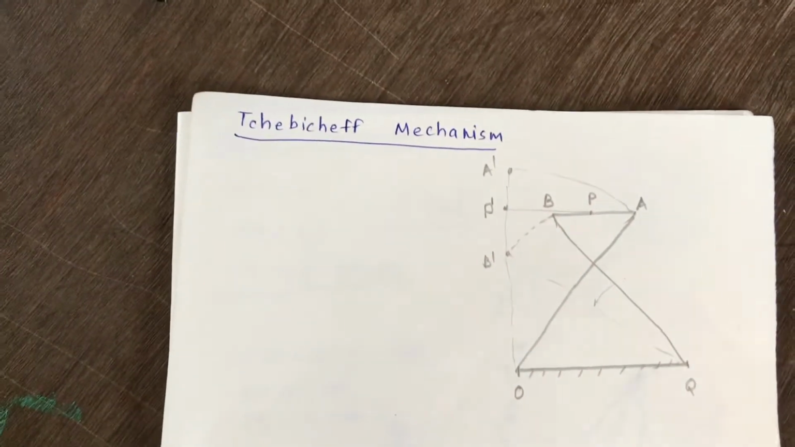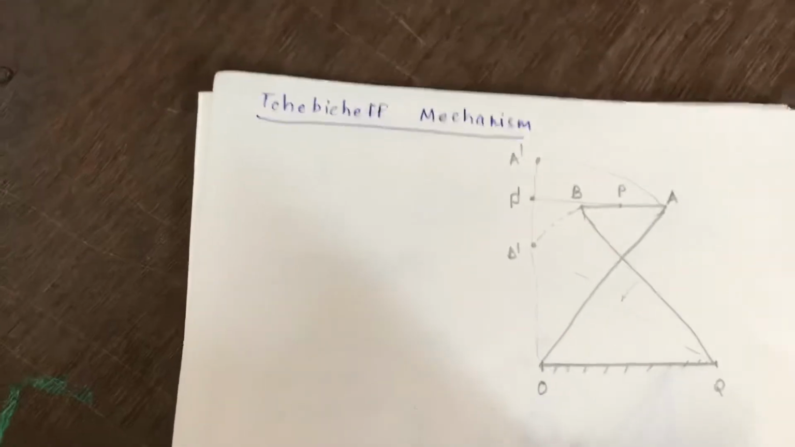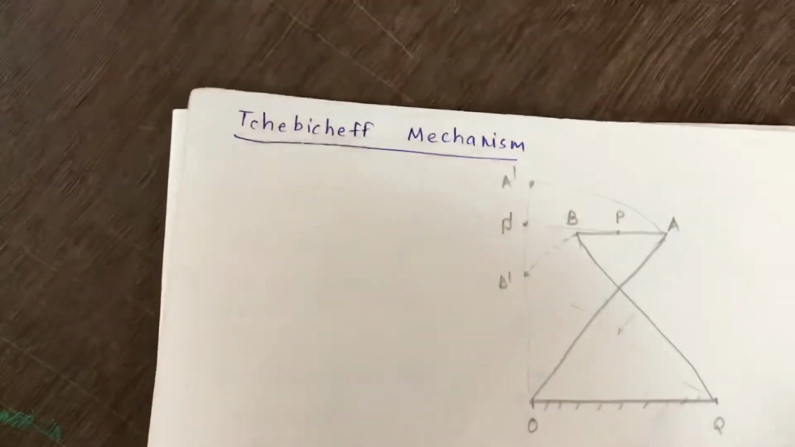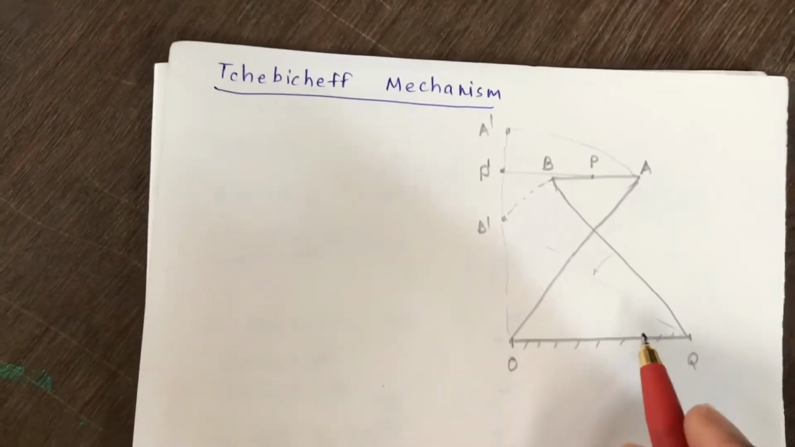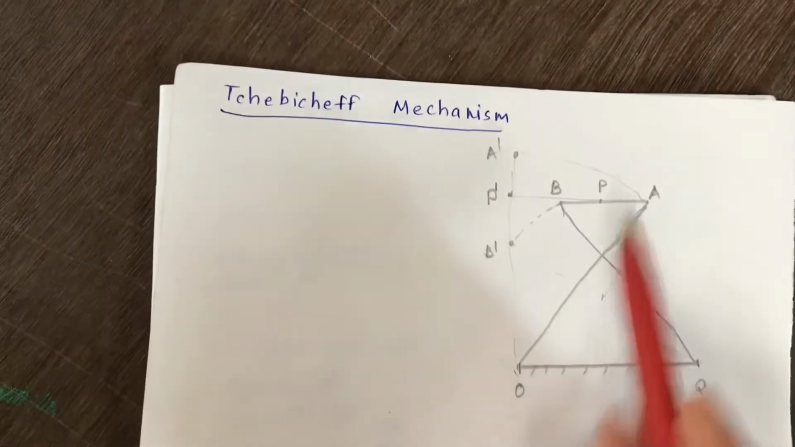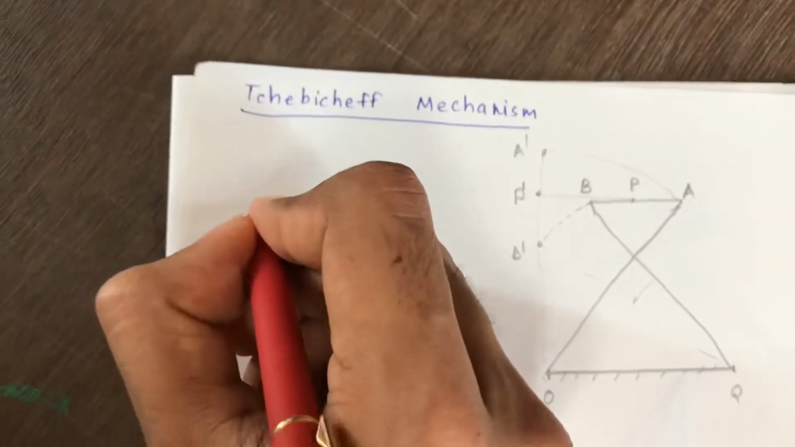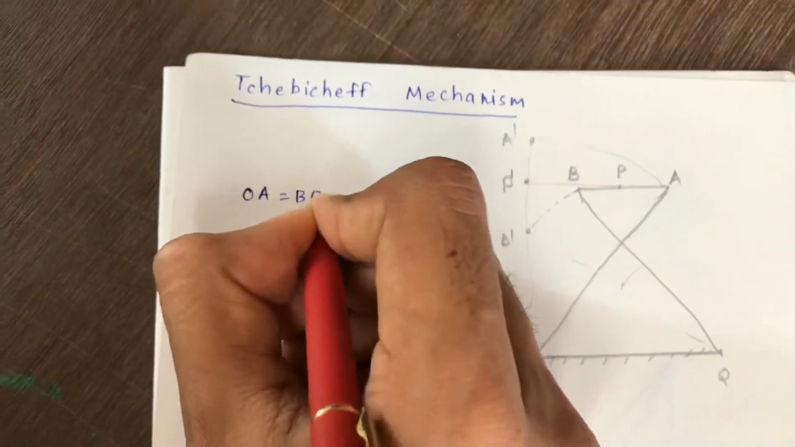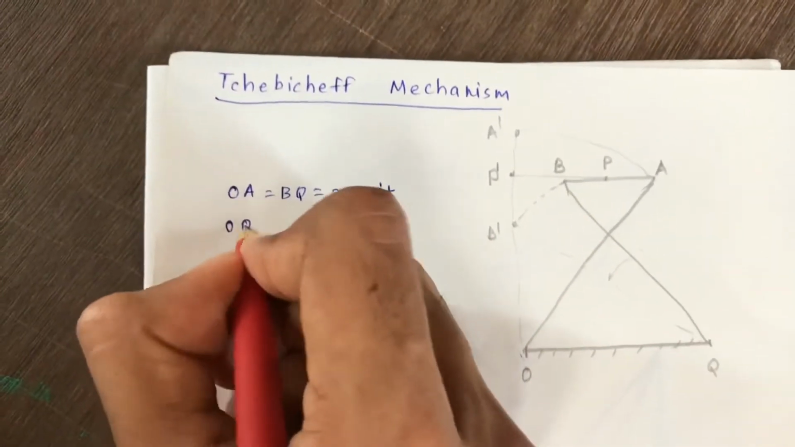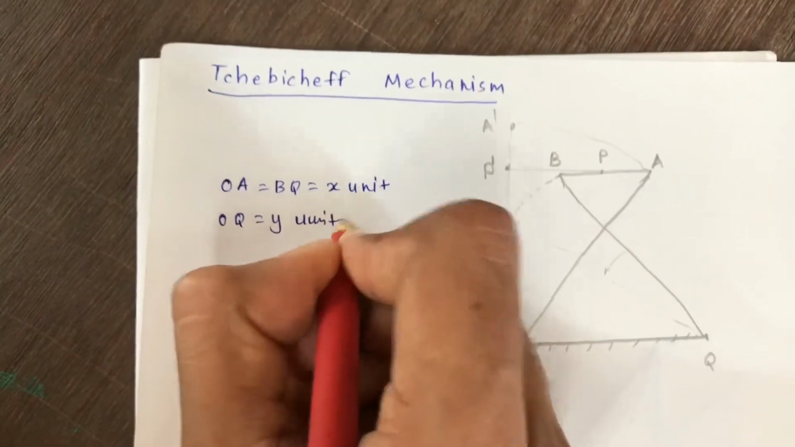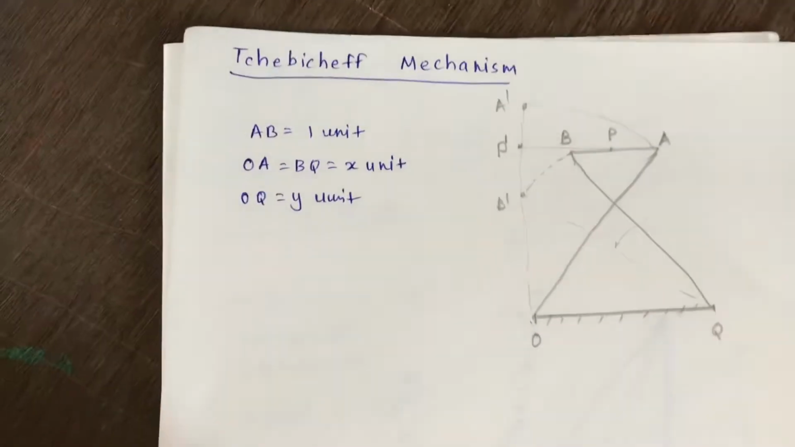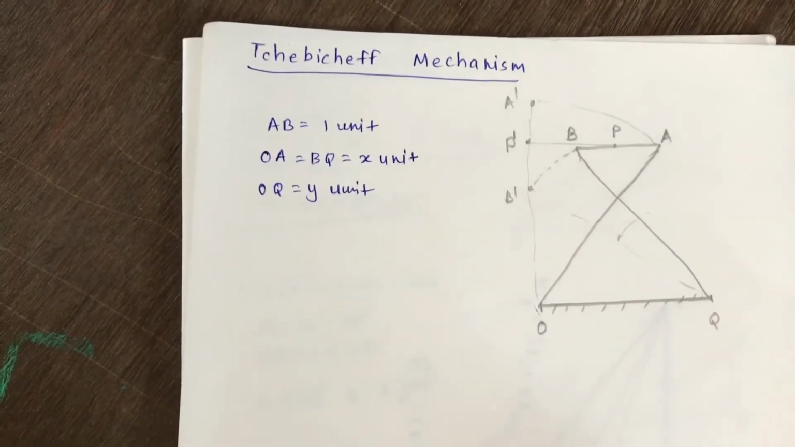So in this Chebyshev mechanism, let us prove how it is a straight line, at which value of this link, what is the length of the link, so that it will be on a straight line. For that we don't know the dimensions, but OA and BQ have the same length, so let us say OA equal to BQ has some X unit, and OQ is a Y unit, and let's consider AB is 1 unit. It is an assumption only. We will prove what the X value and Y value are.